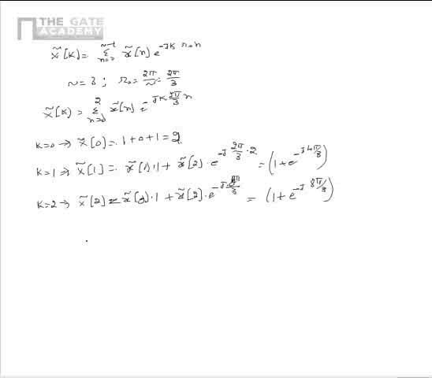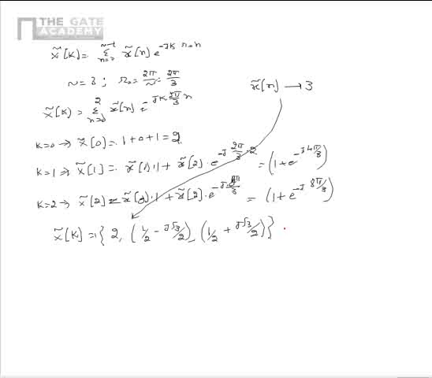So here we can write that finally the DTFS representation of the given signal is X of k is equal to 2, 1 by 2 minus j root 3 by 2, 1 by 2 plus j root 3 by 2. So as x of n is periodic with period 3, its DTFS representation X of k is also periodic with period 3.